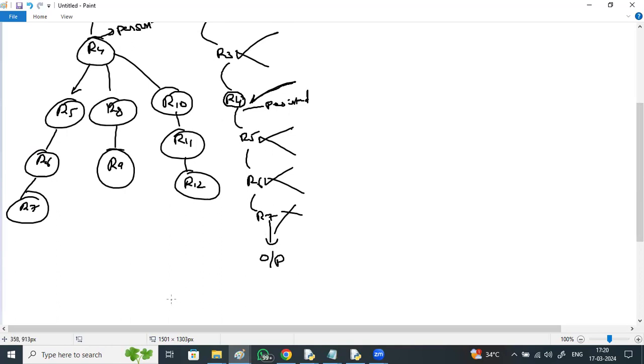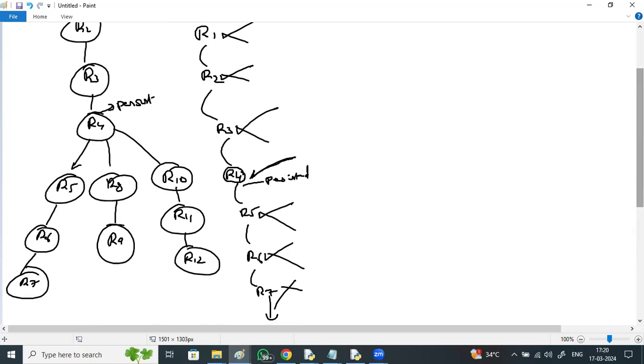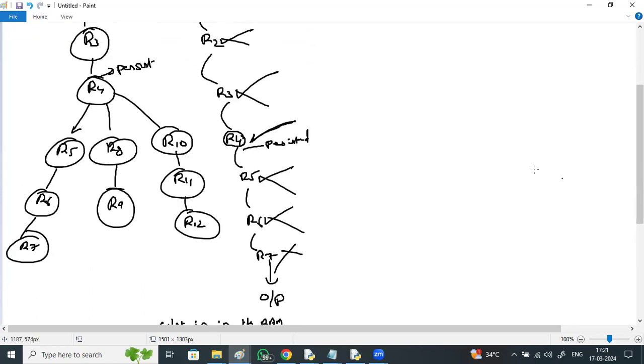Did they explicitly mention that this should persist? Now, which RDD is available in the RAM? What is available in the RAM? What is in the RAM? R4. R4 is available in the RAM, right? Okay.